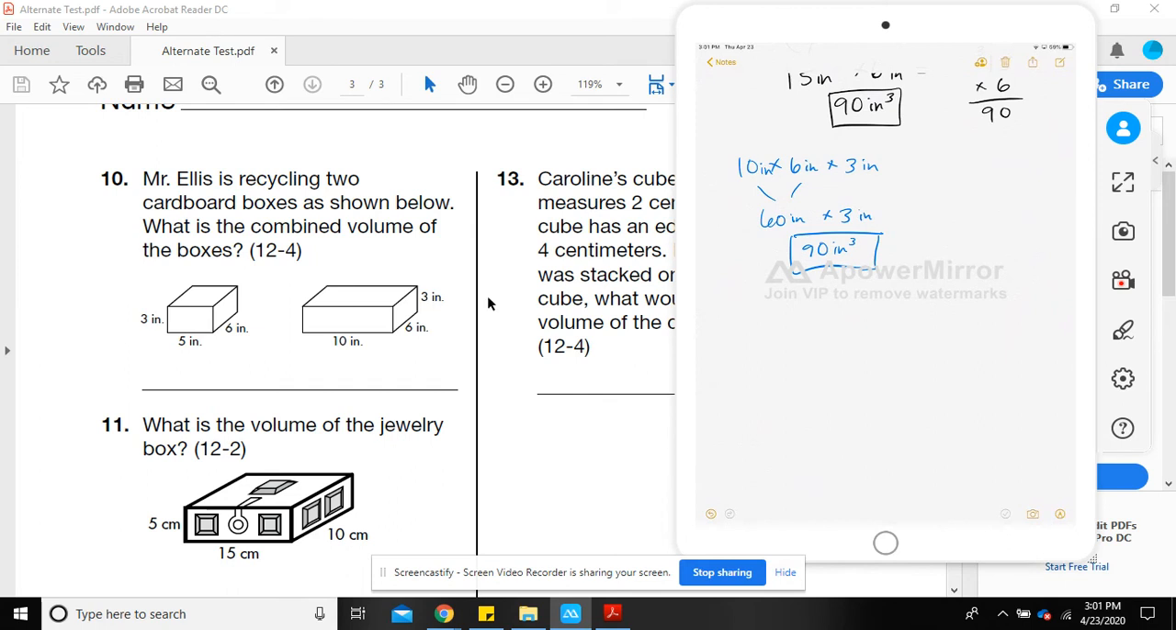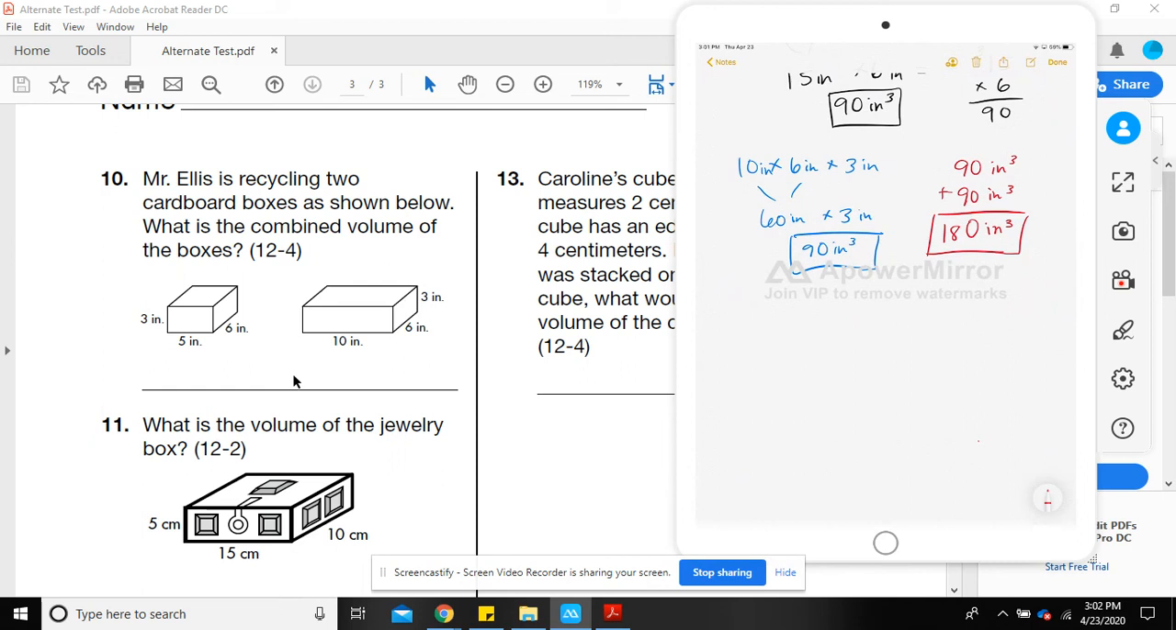And we're going to combine the volume of the boxes. So if we're combining something, we're taking both and adding them together. So we're taking this 90 inches cubed plus this other 90 inches cubed. And then we get 180 inches cubed. And that would be your answer that you write here on this line.